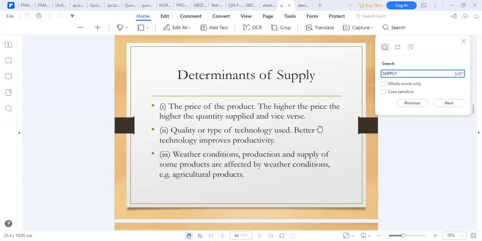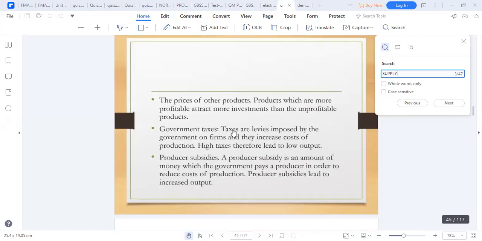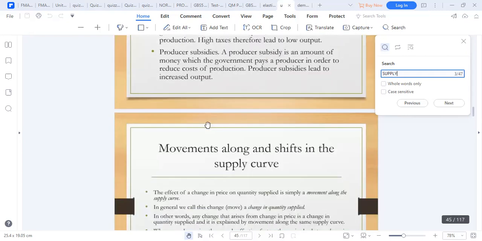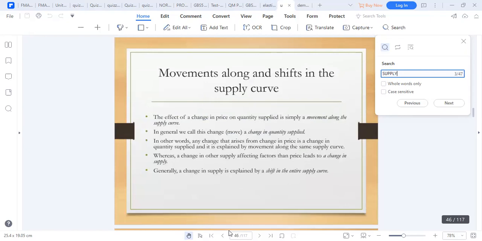A better technology means you're improving productivity. The weather conditions affect your ability to supply. The number of competitors: if you have more suppliers, you produce more. Subsidies, government taxes, and also the price of other products. If your products are more affordable, you attract more. If the sources of raw materials are cheaper, you're going to supply more. So these are the factors that affect supply.